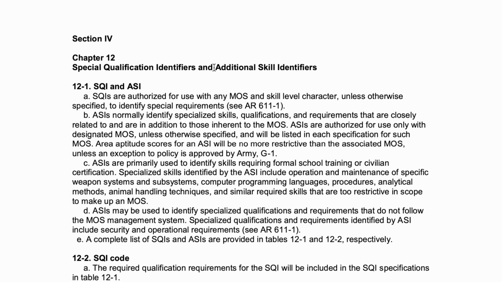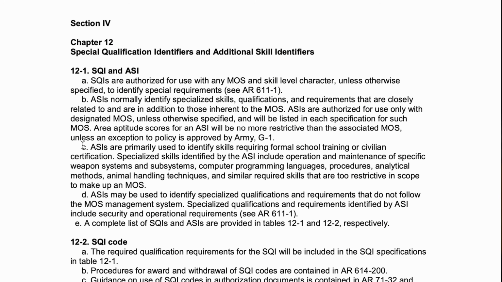Now we're done with the SQI. Let's look at the ASI. ASI is a lot easier to understand, which is basically the additional skill identifier, which comprises your 6th and 7th character of your MOS code. The only thing that's involved for you to get the ASI is to go to school, regular military school, or an equivalent civilian certification.